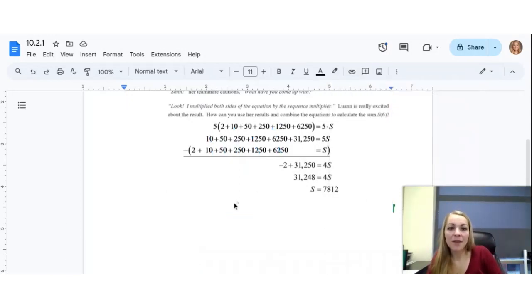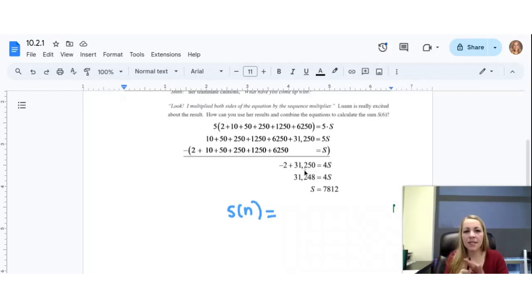Okay, so let's see what you guys came up with. So I'm just going to call this S of n, so the sum of your number of terms. So in this case, we would have put a 6, but we can just say any number, right? Equals, now we have opposite of the first term, and we have this multiplier times the last term.